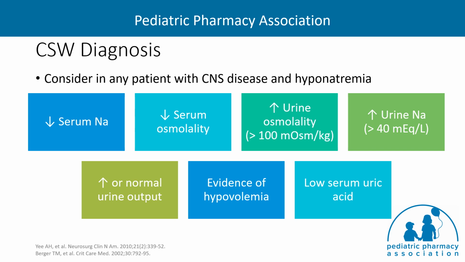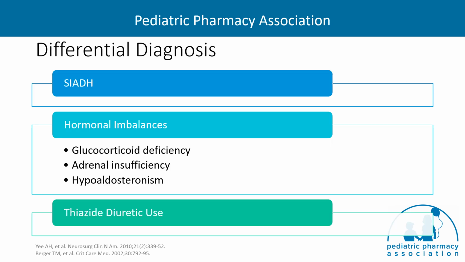If you are unable to determine if a patient is hypovolemic, volume repletion could be considered. Volume repletion should lead to dilute urine. Removal of the hypovolemic stimulus should lead to decreased antidiuretic hormone release, and excretion of dilute urine should lead to correction of hyponatremia. The differential diagnosis for cerebral salt wasting should include SIADH, which will be reviewed in depth, different hormonal imbalances, including glucocorticoid deficiency, which leads to increased vasopressin release, hypoaldosteronism, adrenal insufficiency, which can lead to hyponatremia with hyperkalemia, as well as thiazide diuretic use.